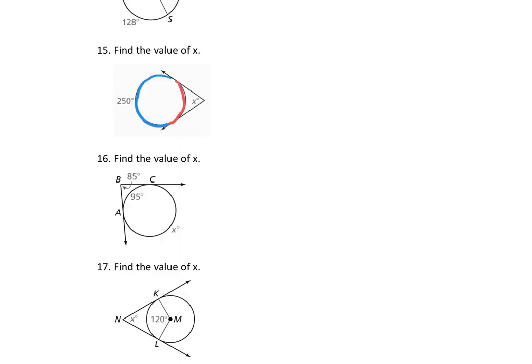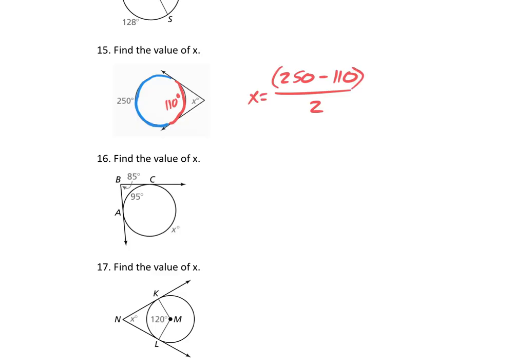How much? 110. How'd you get it, Charlie? 360 minus 250. Okay, so that'd be 110. Those two arcs together, as long as those two segments are tangent, have to add up to be 360. Because the angle is on the outside of the circle, the only difference here is we would subtract and then divide by 2. And that would give me x.